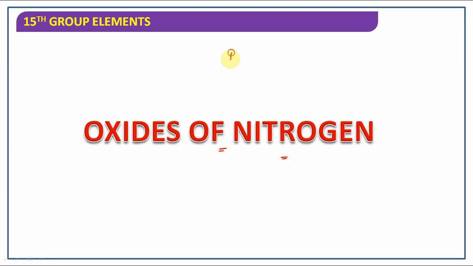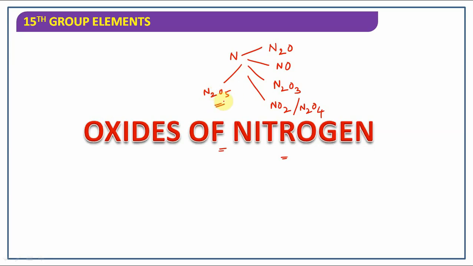Children, nitrogen can form various oxides like N2O, NO, N2O3, NO2 or N2O4, it's a dimer, N2O4, and N2O5, nitrogen pentoxide. These are the various oxides which are formed by nitrogen when it reacts with oxygen generally, right? So we are going to talk about the preparation and properties of these oxides of nitrogen, as well as the structure of oxides of nitrogen, right?